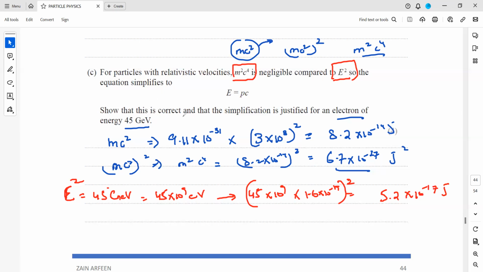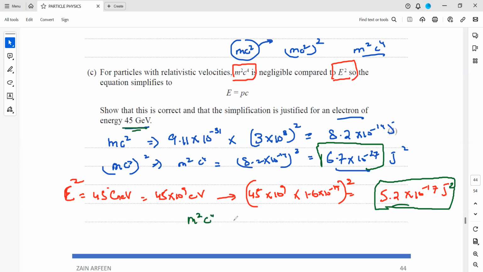To show that this is correct and the simplification is justified for an electron with an energy of 45 giga electron volt. So when you work out E square, and when we work out E equals mc square, this was our answer, 6.7 into 10 power minus 27. This is joule square. When we compare these two values, we divide by the smallest value. 5.2 into 10 power 17 is the value for E square.